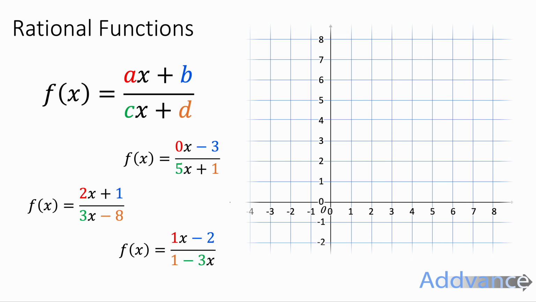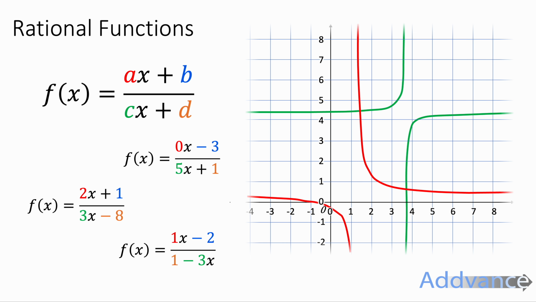And I can show you the matching numbers there. So you can see the a is in red, the b is in blue, the c is in green, and the d is in orange. And as I say, they make a curve like this red curve on the right-hand side, or like this green curve over there.